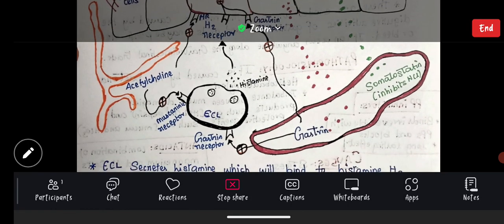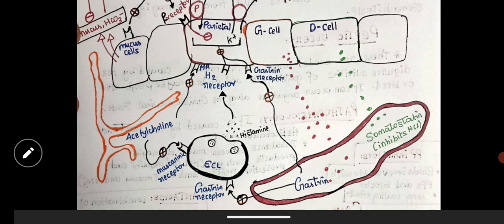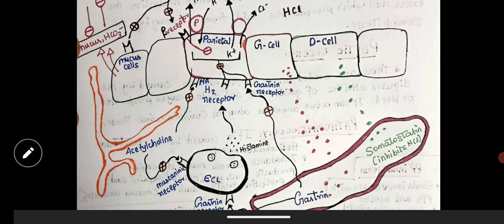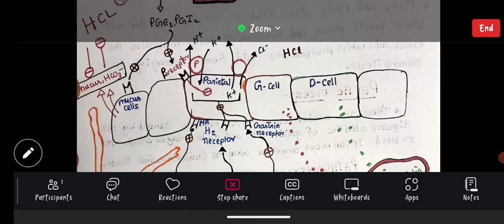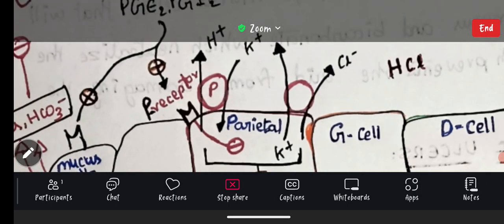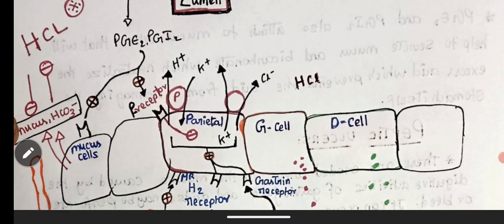Enterochromaffin cells secrete histamine, which binds to the histamine receptor on the parietal cell. Before that, how HCl is secreted: I have mentioned the proton pump here. The two circles which I have drawn are the proton pump present in the parietal cell. Through this, in exchange for H plus, K plus comes into the cell, and Cl combines to form HCl. So HCl is formed into the lumen of the stomach. This is the process of HCl secretion.